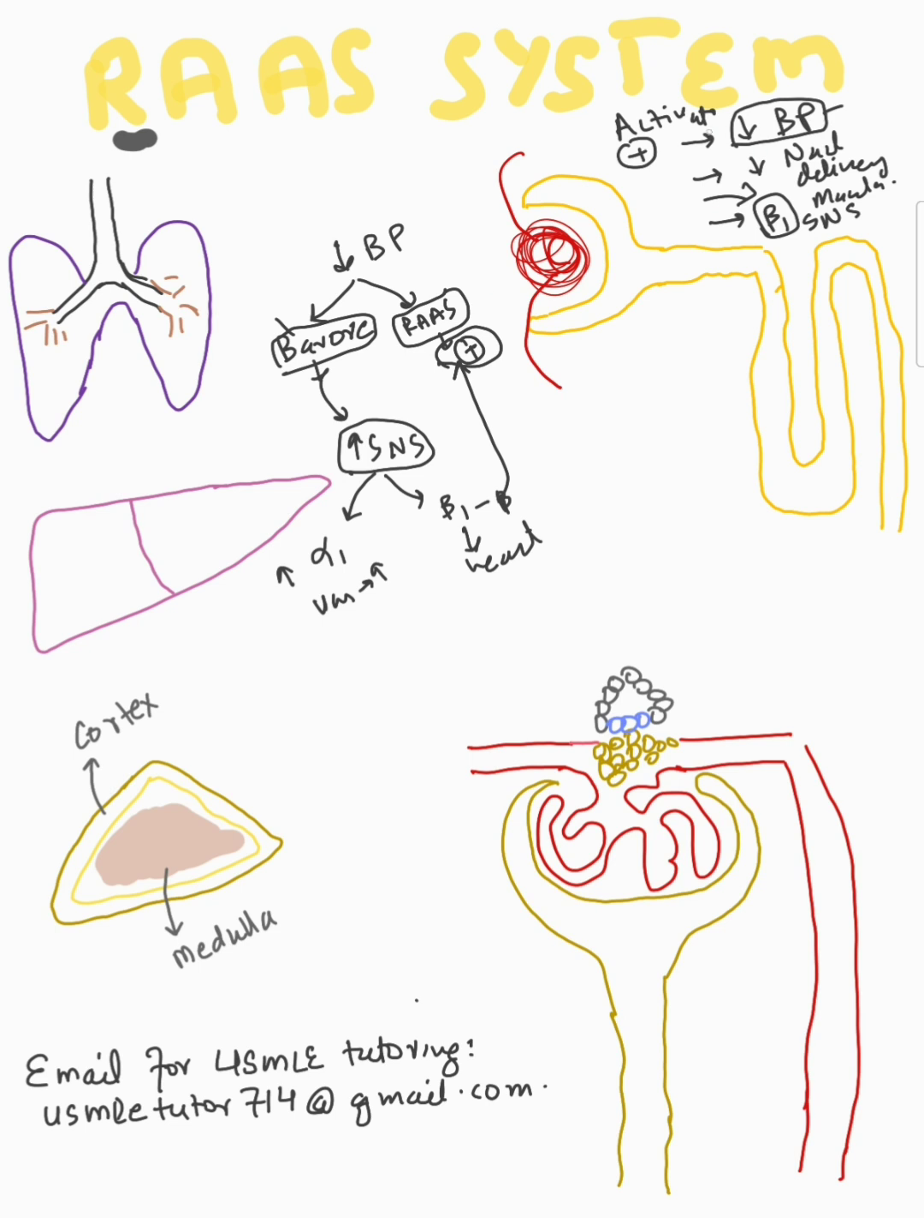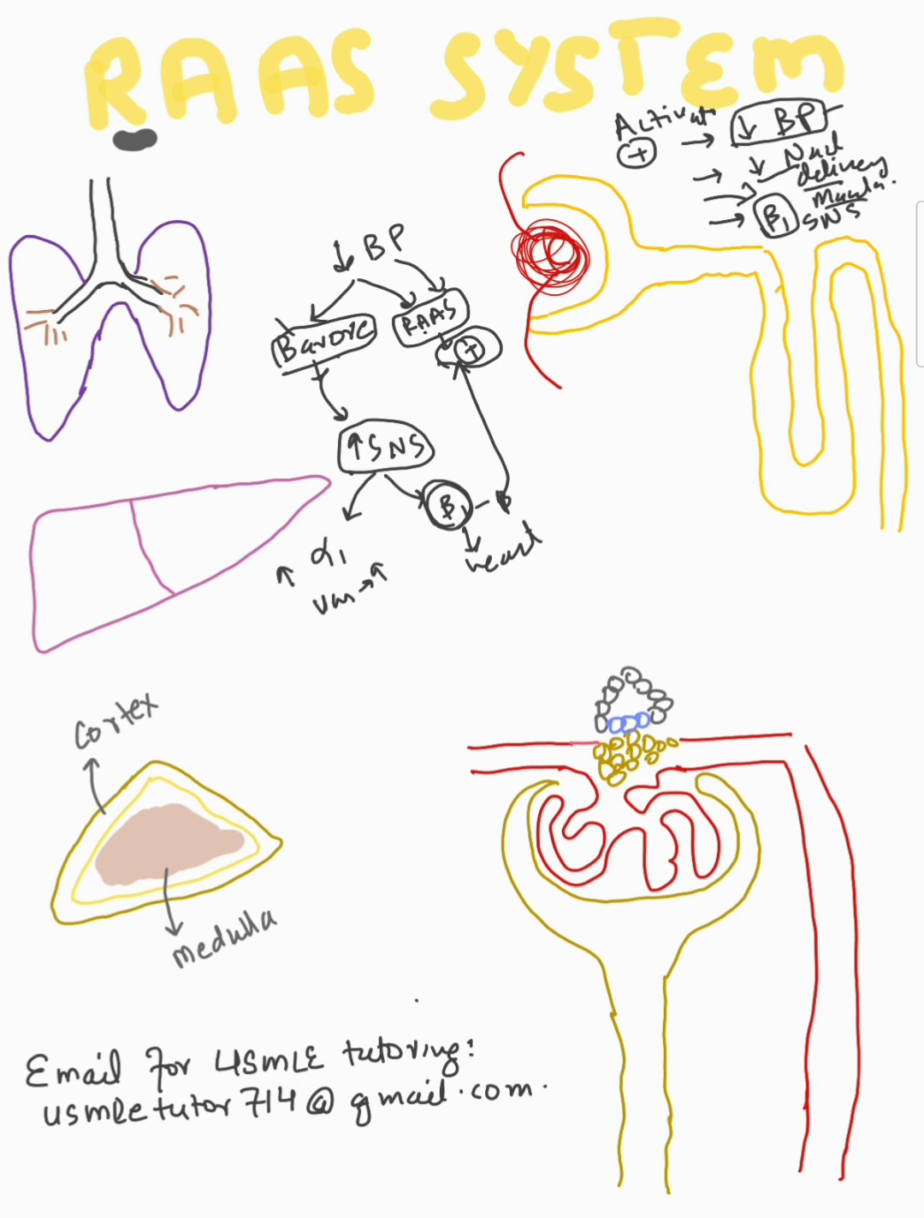So this is the first way that the RAAS system gets activated. Low blood pressure itself activates the RAAS system. Second, the beta 1 receptor. Remember, anything that activates the beta 1 receptor is going to activate the RAAS system. If they ask what is the link between the baroreceptor and RAAS, the link is the beta 1 receptor. The beta 1 receptor is activated by the increased sympathetic activity due to low baroreceptor stretch, and the beta 1 receptor is going to activate the RAAS system. The third mechanism is the decreased NaCl delivery to the macula densa.